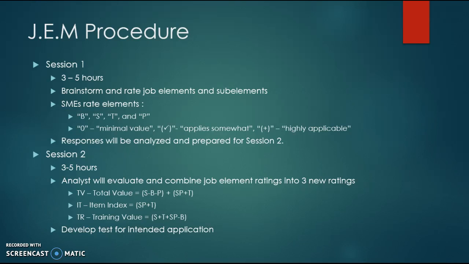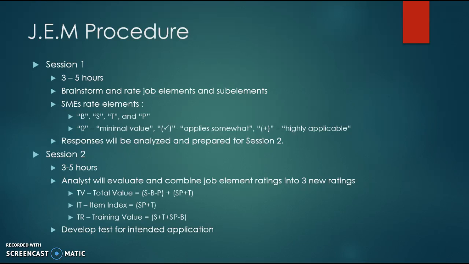All of these scales are rated with a 3-category response. The subject matter expert will provide a 0 if the scale has some minimal value, a check mark if the scale applies somewhat, and a plus sign if the element is highly applicable to the job. For example, in the superior rating scale, if the element is not useful in distinguishing the superior worker, the subject matter expert will provide a 0. If the element is valuable in distinguishing the superior worker, the subject matter expert will provide a check mark. And lastly, if the element is very important for distinguishing the superior worker, the subject matter expert will provide a plus.